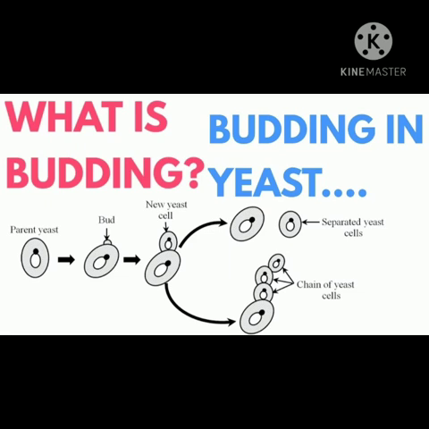Budding. What is budding? Budding is the process in which a small part of the body of the parent organism grows out as a small bulb-like projection called the bud. This bud, after being developed, detaches itself from the parent's body to grow independently into a new organism.